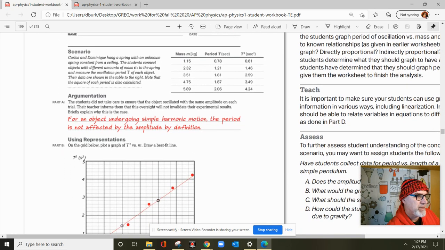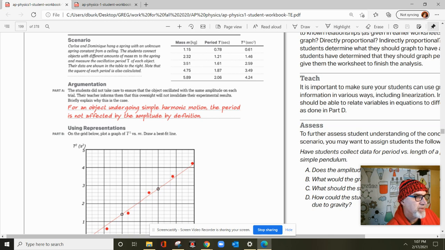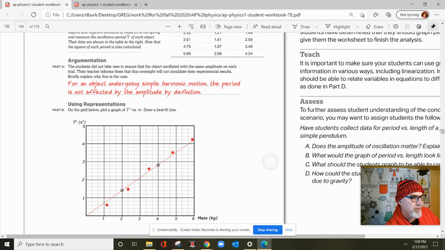All right, we're in part H. Getting tired. They hang a spring with an unknown spring constant from the ceiling. They connect objects with different amounts of mass to the spring and measure the oscillation of each object. The data are shown in the table to the right. The square of each period is also calculated. They did not take care to ensure the object oscillated with the same amplitude in each trial. Explain why this oversight will not invalidate their experiment. It's undergoing simple harmonic motion. The period is not affected by the amplitude.